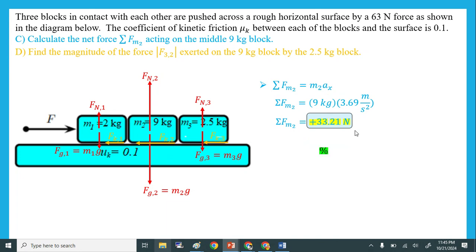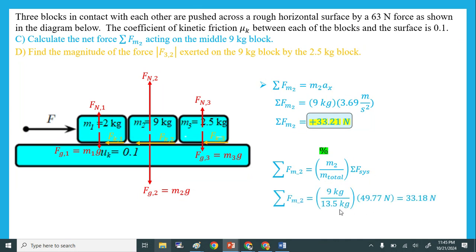Again, if you want to do percentages, the middle block is 9 of 13.5 parts. So M2 here is 9 kilograms, the total mass is 13.5. So if you do a percentage of the whole, to me, the net force of the system is the whole. Therefore, you should get the same value. So if you plug in 9 for M2, divided by the total mass of the system, and then the net force acting on the system, which already accounts for frictional force, is 49.77, and you should get the same value.